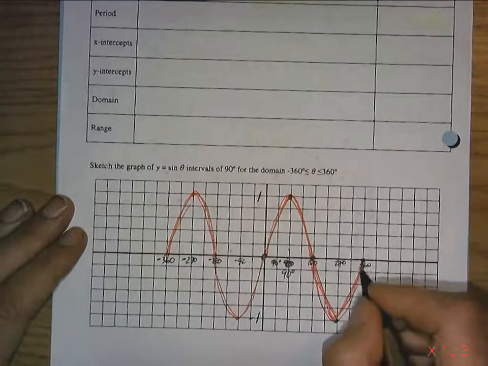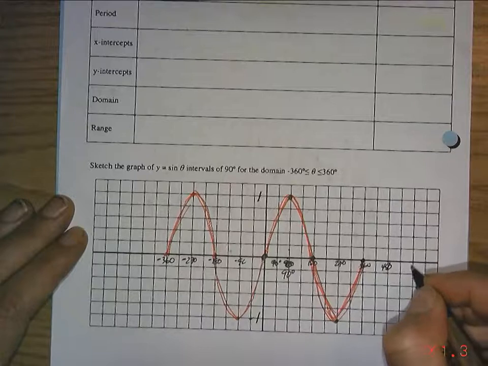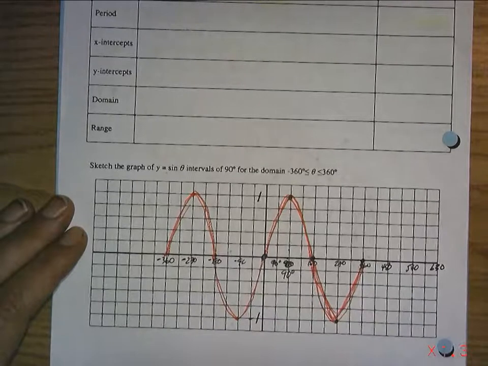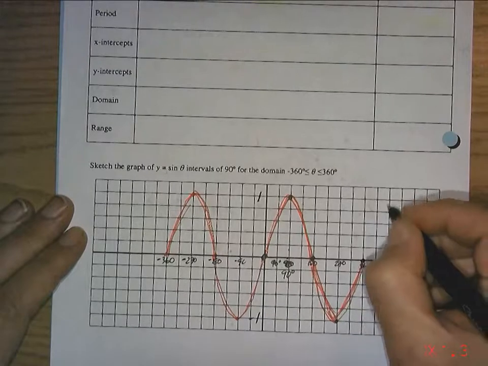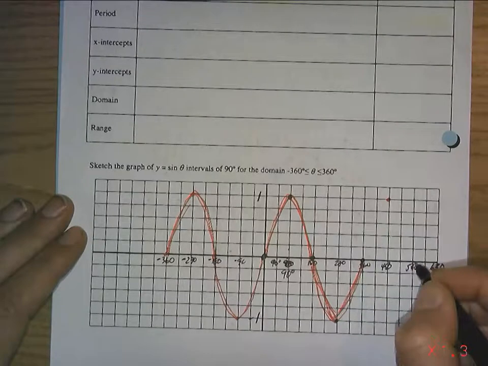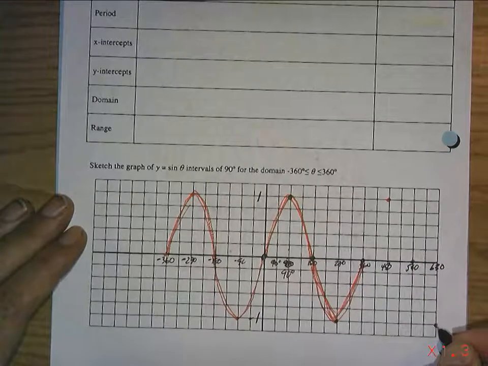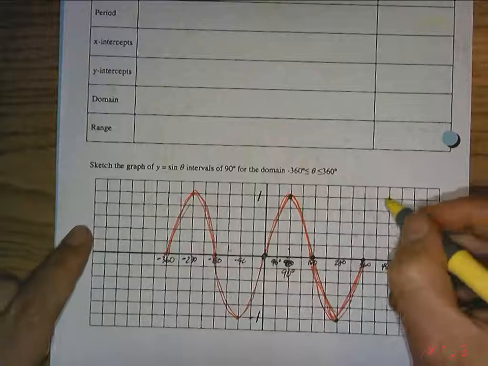So if I was to go 360, another 90, that would be 450, and another 90 would be 540, and another 90 would be 630. So what would happen is I would go back up to my maximum here because it's another 90 degrees, and then I would come back down to 0 because it's another 90, and I would come back down to a minimum. So this would actually continue going this way.